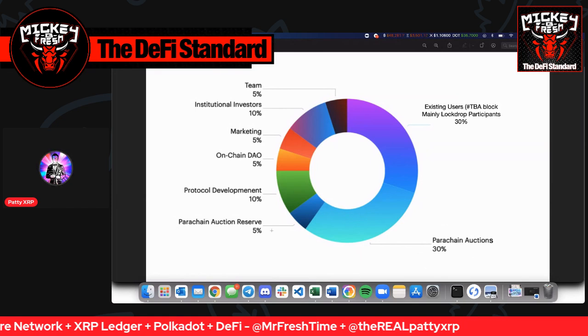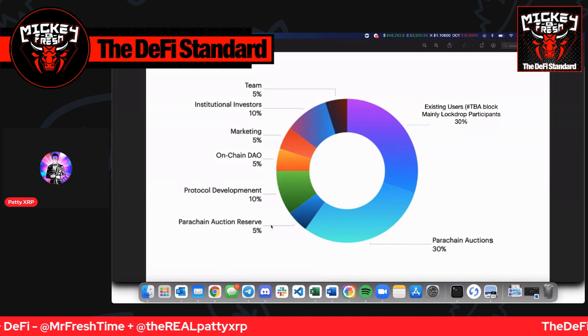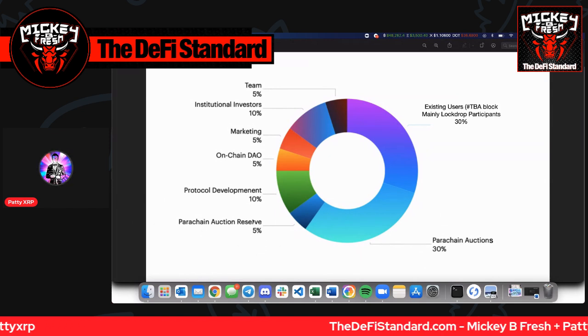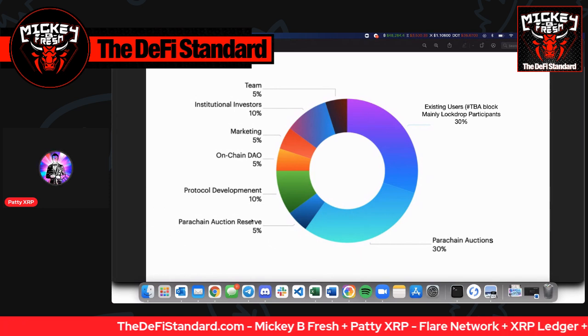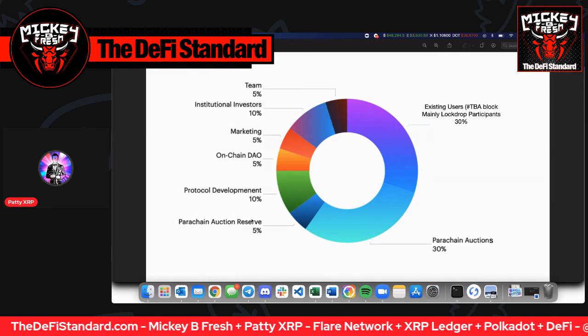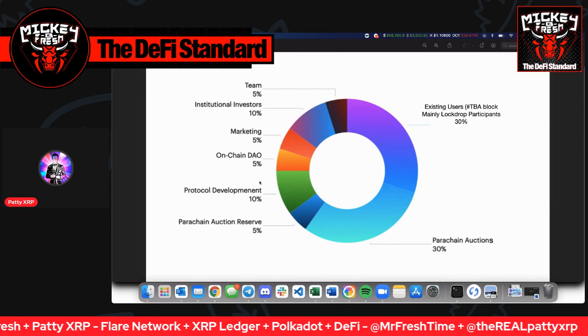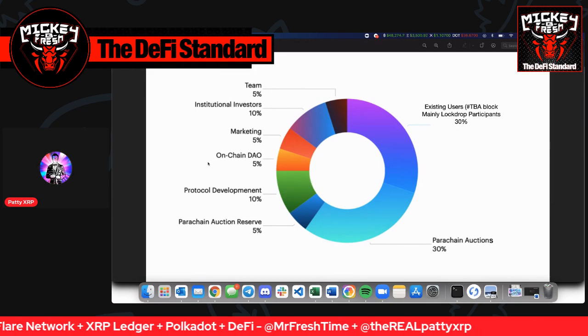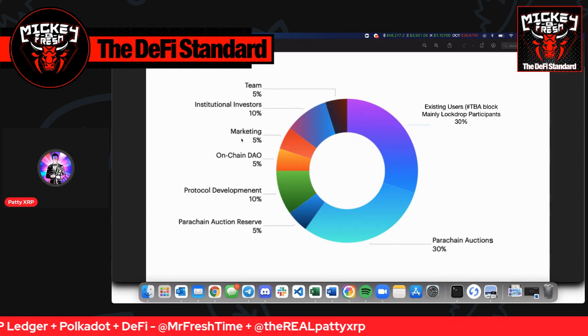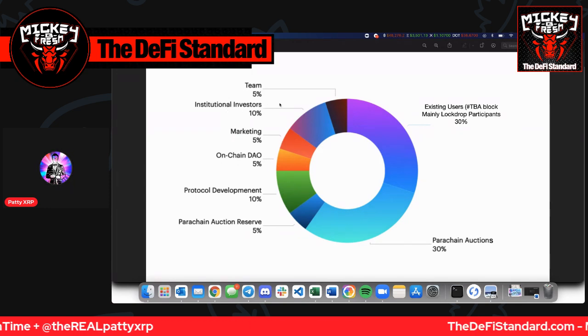And then they'll have a parachain auction reserve. And this is going to be used in case they need more DOT in the future for when their first parachain slot period runs out after 2 years. And this starts once they secure a parachain slot on Polkadot when that stuff goes live. They also have 10% saved for protocol development and grants. They'll have 5% for the on-chain DAO, 5% for marketing, 10% going to institutional investors, and 5% to the team.